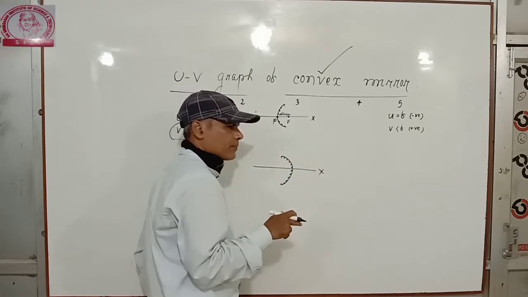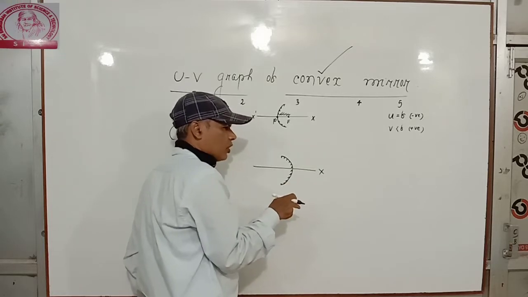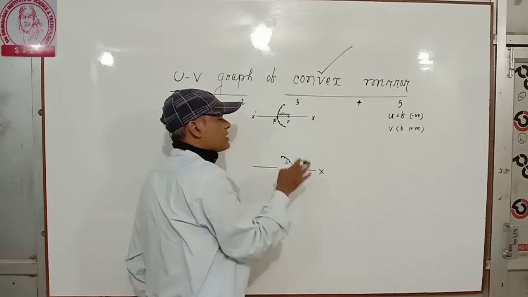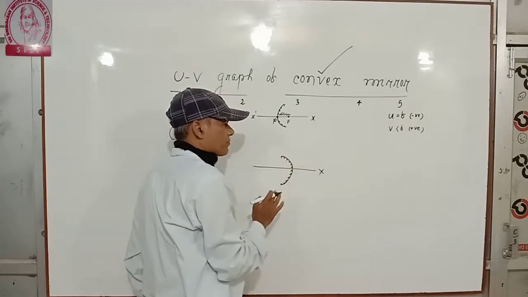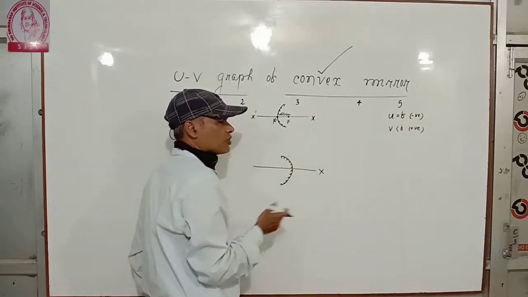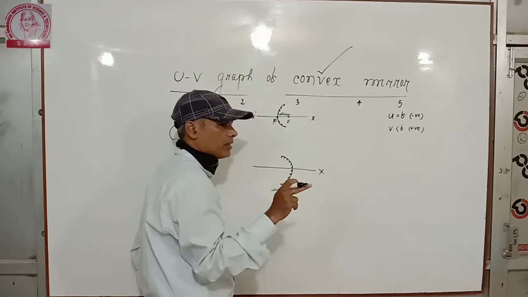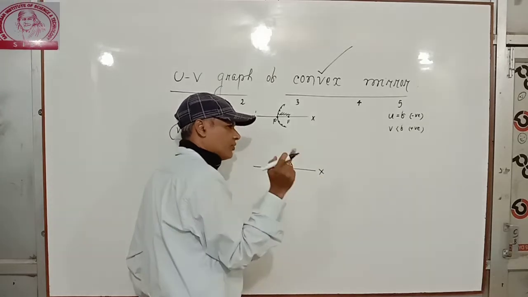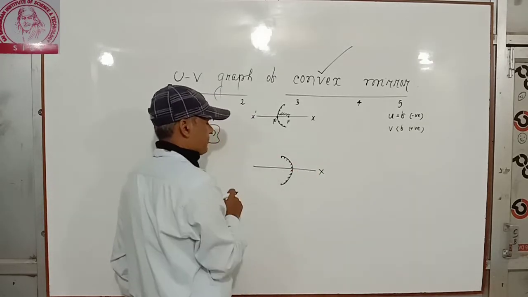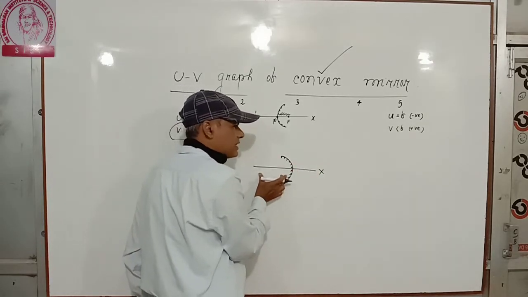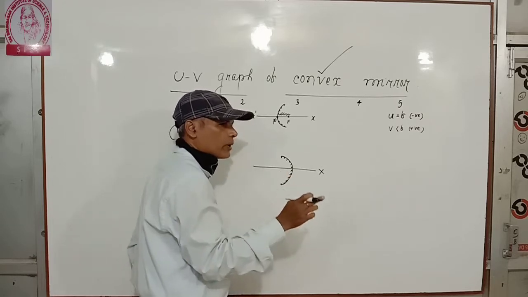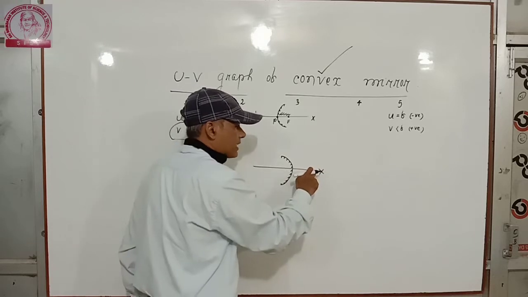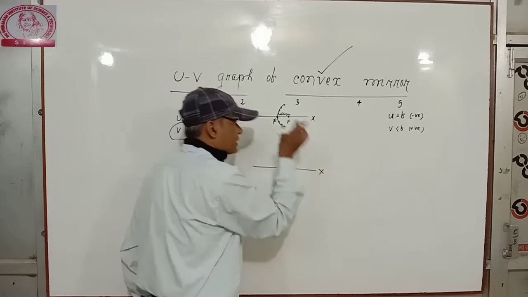Then the image, for almost all cases, even case number 6, formed in case of a convex mirror is always virtual and erect, means the image falls behind the mirror. That means the image distance will always be negative when the object distance is taken as positive.